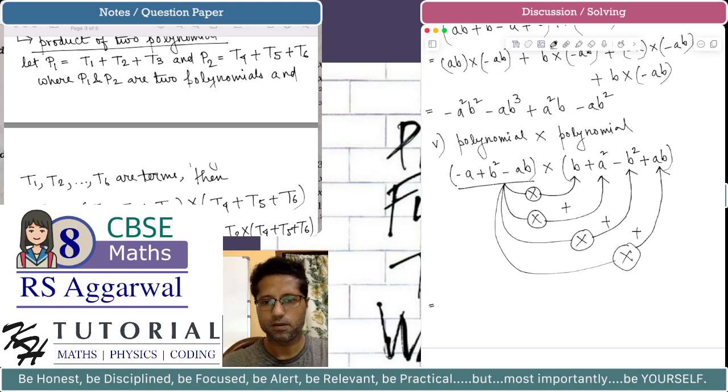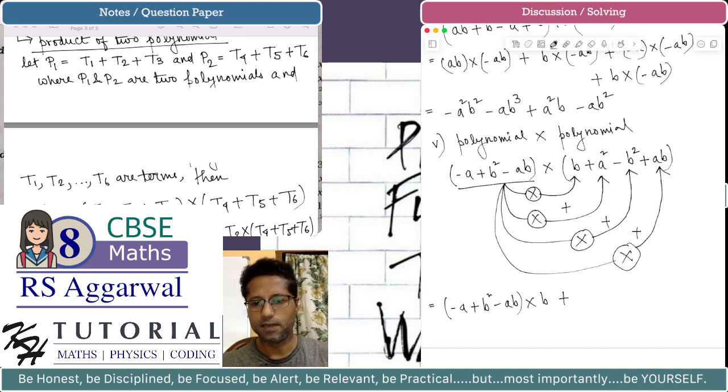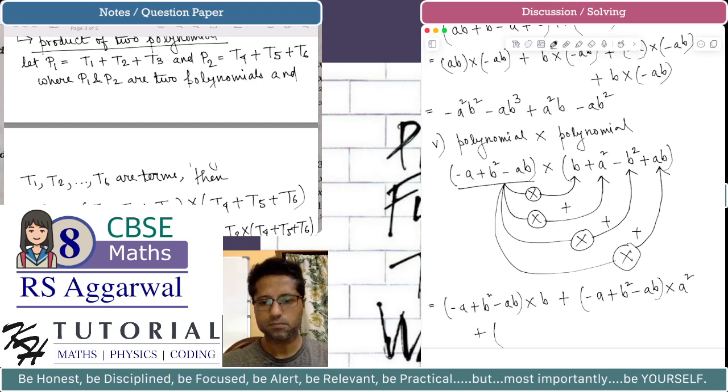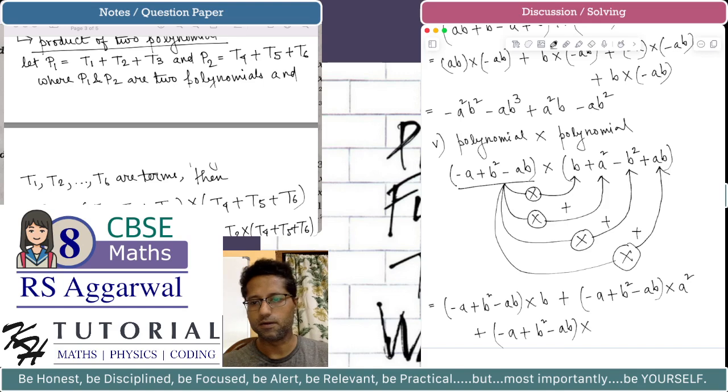So this will be minus A plus B square minus AB multiplied by the first term of the second polynomial, that is B, then again minus A plus B square minus AB, the product of the first polynomial with the second term of the second polynomial, that is A square, and then again minus A plus B square minus AB multiplied by the third term of the second polynomial, that is minus B square, and finally minus A plus B square minus AB multiplied by the fourth term of the second polynomial, that is AB.